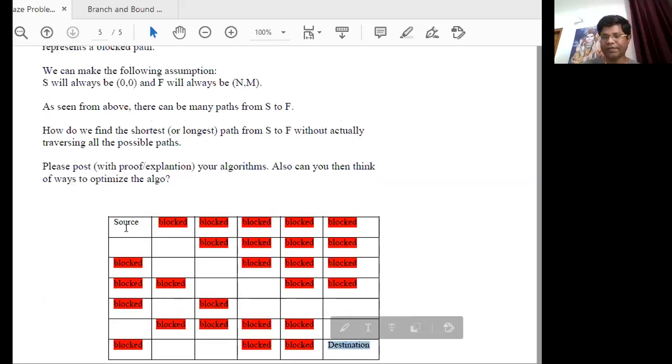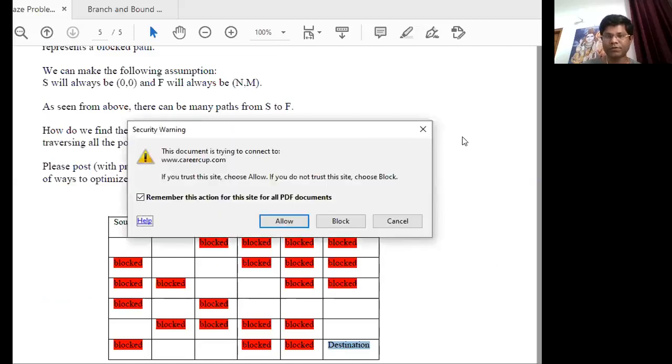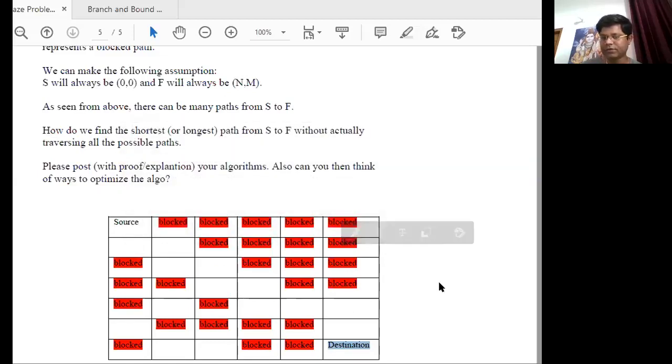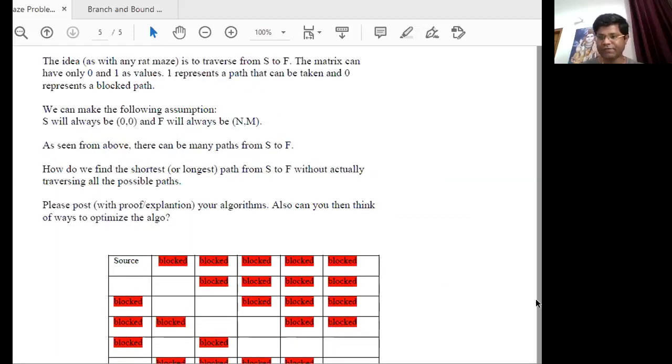So you have to apply the rat and maze problem and apply various strategies to find the solution using the backtracking algorithm, and you have to do this problem on your own. So there is no need to connect to this and submit this problem. So that's all about the rat and maze problem that we have studied till now.